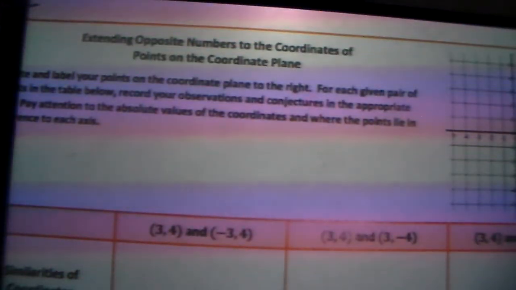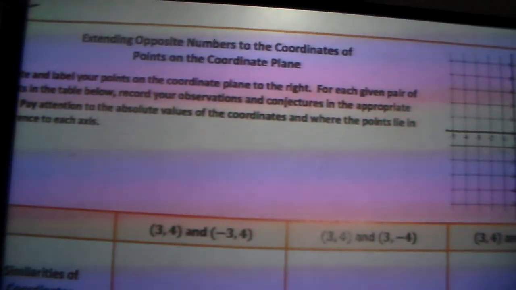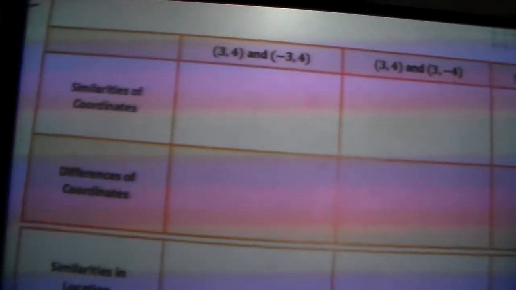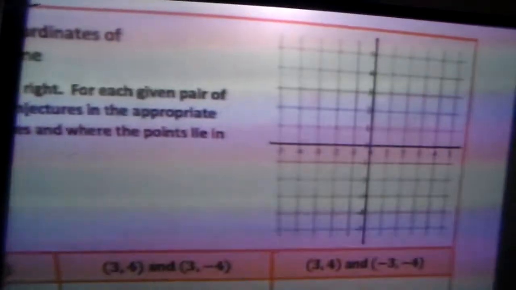Let's take a look. So this first thing asks that we take these points that we're given and put them on the coordinate plane, and start to describe some of their similarities and some of their differences. So let's take this first coordinate of 3, 4, and negative 3, 4. I'm going to start with the furthest left column here. If you look on my page, this is the column we'll be filling in right here. So it says 3, 4, and negative 3, 4. Let me adjust my camera here. I'm running out of space.